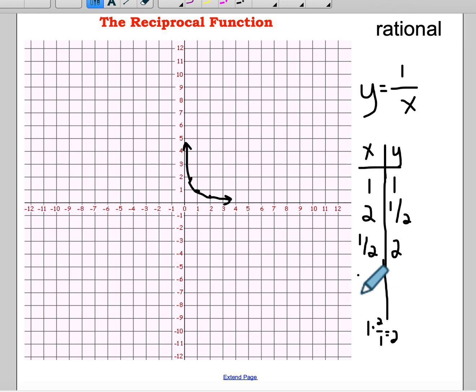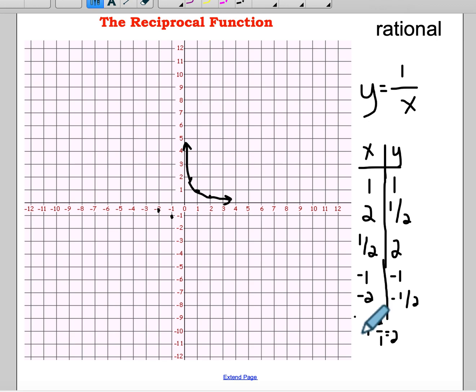Now I'm going to just plug in negative values. So if I do negative 1, 1 divided by negative 1, well, it's the same thing as 1 divided by positive 1, except it's negative 1. So it gives me negative 1. I could do the same numbers here, but make them negative. So instead of 2, I'll plug in negative 2. So 1 divided by negative 2 is just negative 1 half. And so negative 2 I plugged in, and I got negative 1 half.